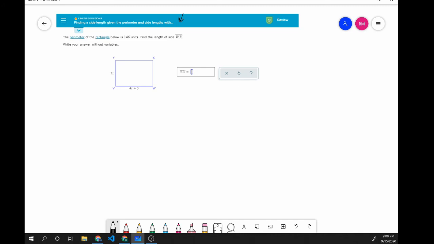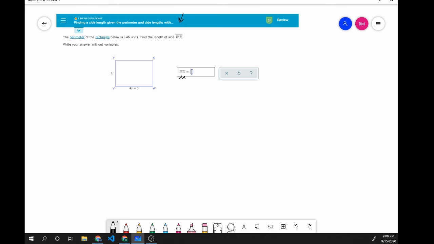We have a rectangle, and we have some side lengths given in terms of the variable x. And it's asking us for wx. Now in this topic, it's important to know that all the sides have to be accounted for. And this is a rectangle, so the opposite sides are equal.